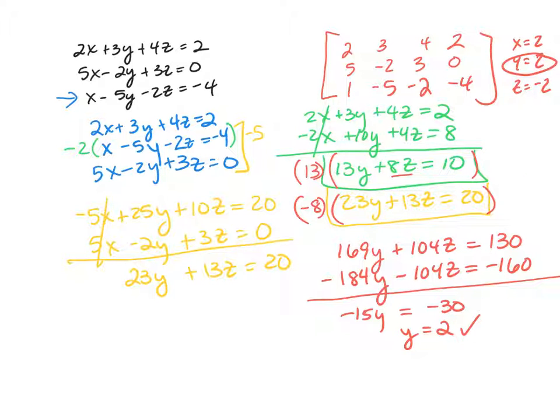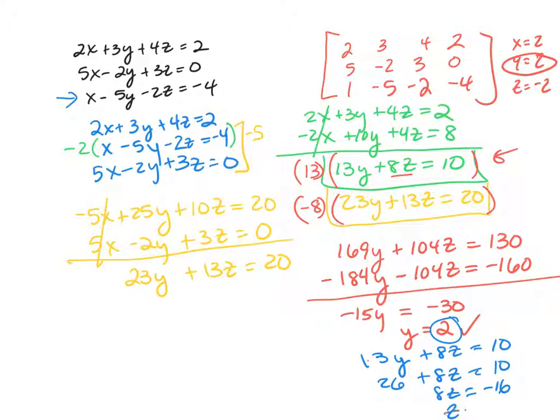That's good. Now I plug that into one of these original problems to find z. 13y plus 8z equals 10. 13 times 2, because y is 2, is 26 plus 8z equals 10. 8z equals negative 16, so z equals negative 2. And that looks good too. And now I have two of the letters. The last part's easy. You just plug them into one of these original problems.